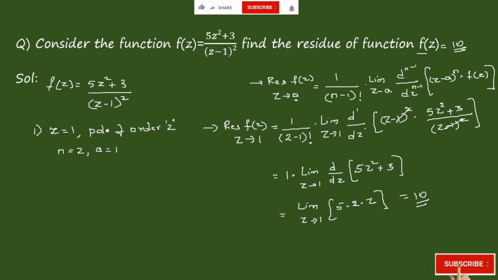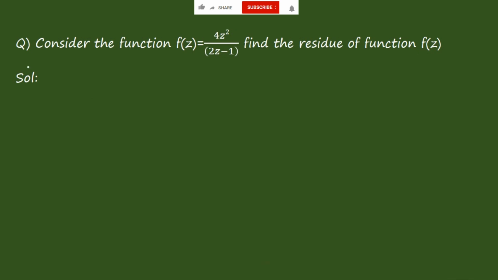This is the residue of the function f(z). Now come to the next question. Consider a function f(z) which is equal to 4z squared by (2z minus 1). Find the residue of the function f(z). So they have given the function f(z) which is equal to 4z squared by (2z minus 1). Now first we are defining the pole.